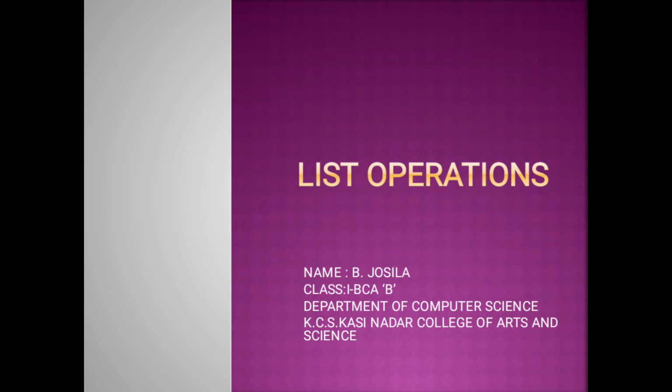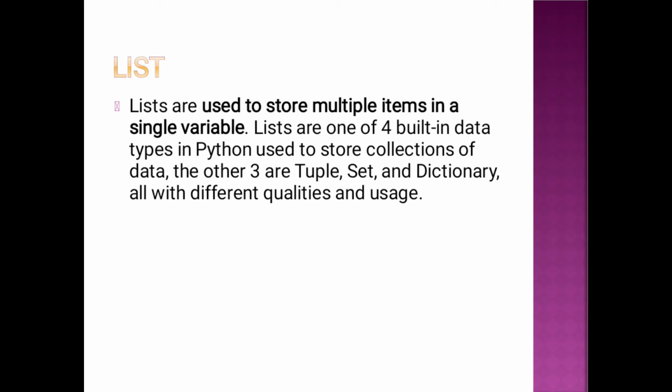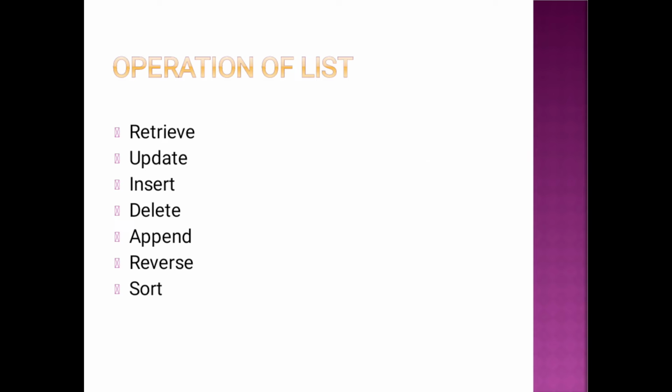In this video, we are going to see about list operation. What is a list? Lists are used to store multiple items in a single variable. Lists are one of four built-in data types of Python used to store collections of data. The other three are tuple, set, and dictionary, with different qualities and usage.